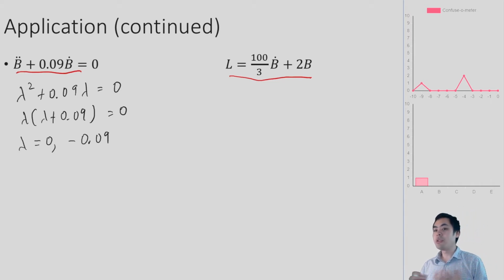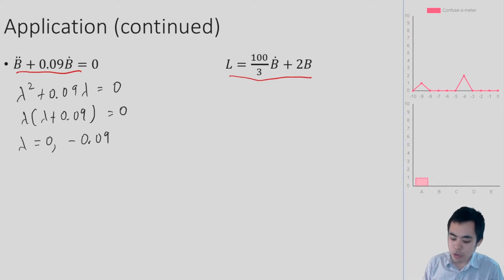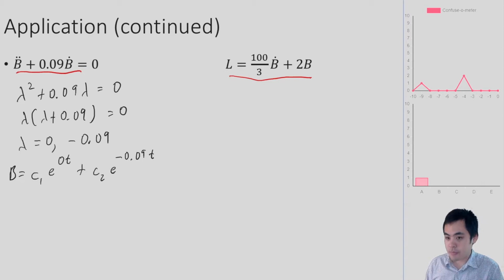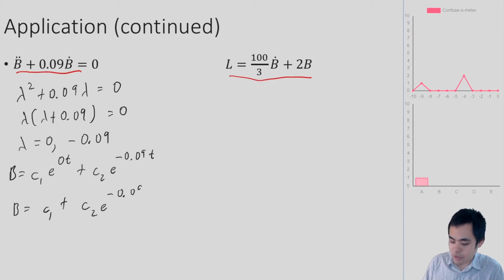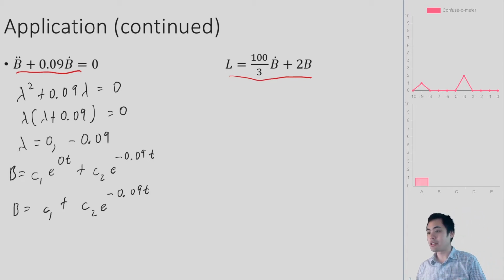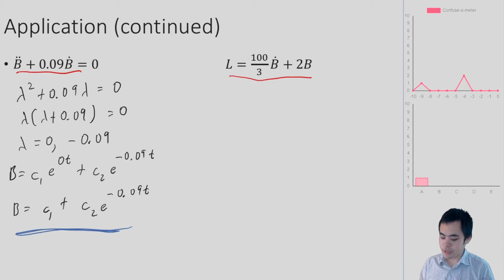And what do we do? How do we find the general solution to this equation? Well, b is just equal to some constant times e to the 0 times t, plus some other constant times e to the minus 0.09 times t. Therefore, b is equal to c1 plus c2 e to the minus 0.09 t, because, of course, e to the 0 is equal to 1. So this is one of our solutions.